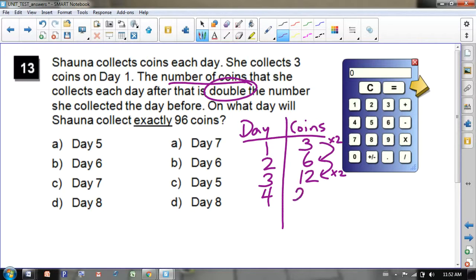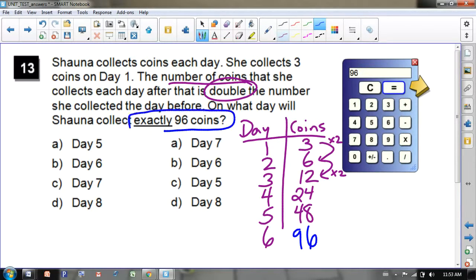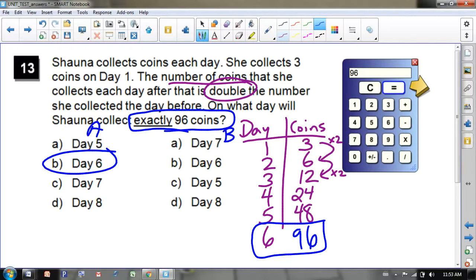And day 4, we double 12. And day 5, we double 24. And then on day 6, we double 48. So kids might have used their calculators at this point. 48 times 2 is 96. And so the question is asking, on which day does she collect exactly 96? Well, it's on day 6. So in version A of the test, the answer is B. And in version B of the test, the answer is also B.